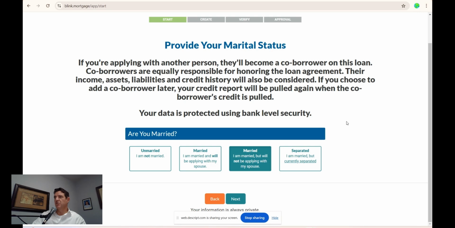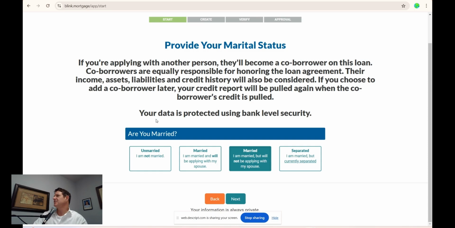The next screen, you're going to want to provide your marital status. If you're applying with another person, they can become a co-borrower on this loan. Co-borrowers are equally responsible for honoring the loan agreement. Their income, assets, liabilities, and credit history will also be considered. If you choose to add a co-borrower later, your credit report will be pulled again when the co-borrower's credit is pulled. So if you think about adding a co-borrower, it's a good idea to do it now, and we can always remove the person before we do anything.